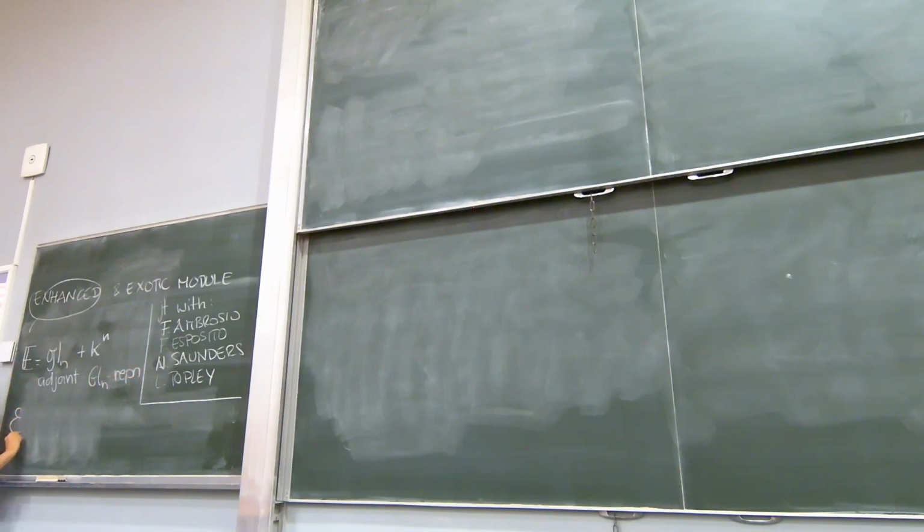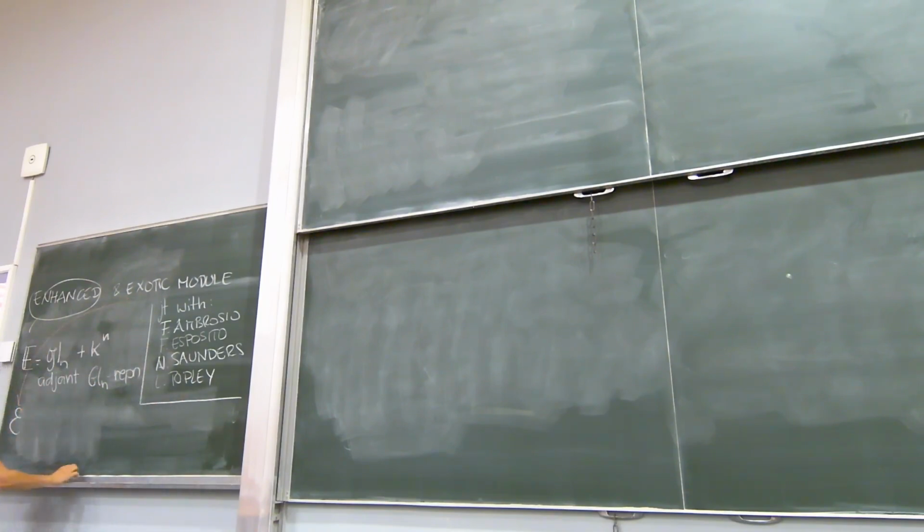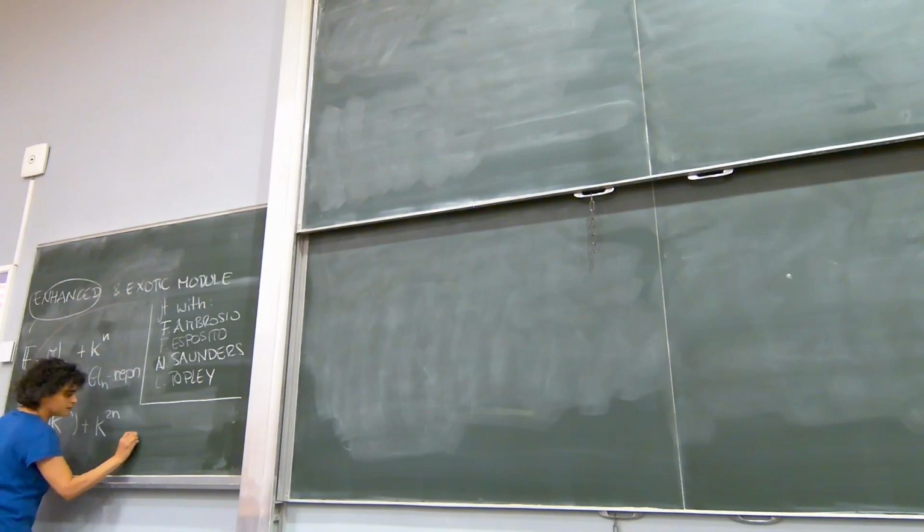And the exotic module, on the other hand, is a representation of the symplectic group, and is the following. You take the standard representation of the symplectic group, you take the second exterior power, and you add, again, the standard representation. So this is vectors, and this is vectors again, and then again, two forms. Okay, and this is an SP2N module.